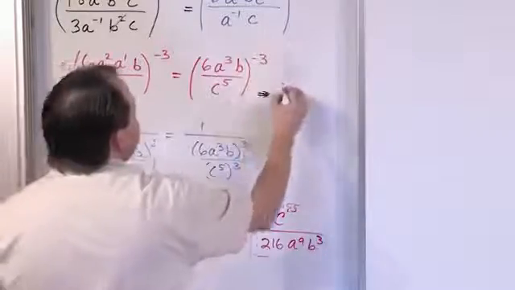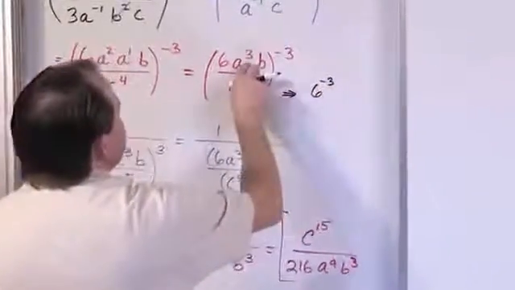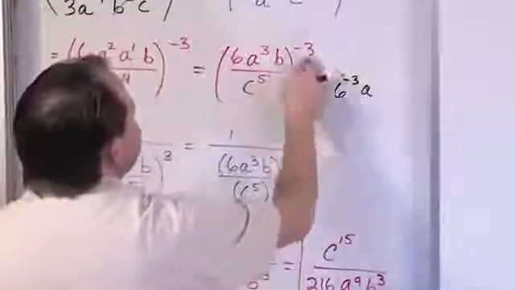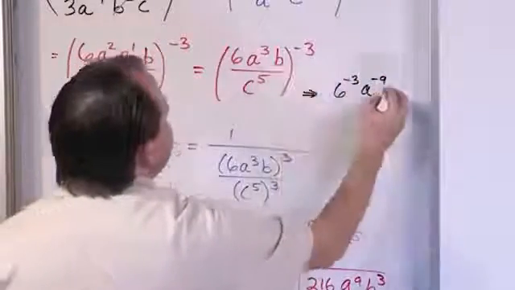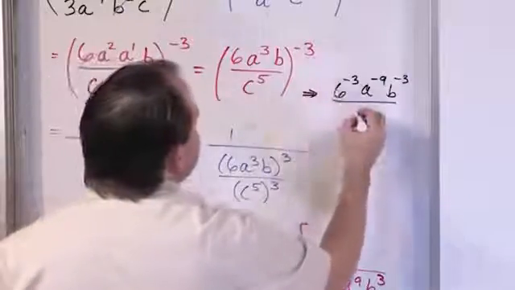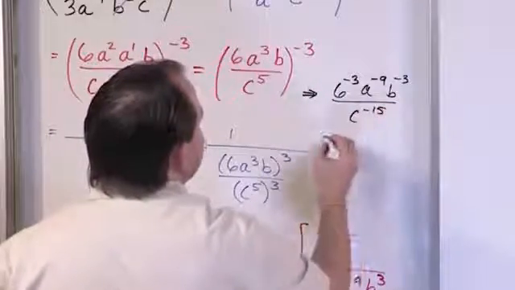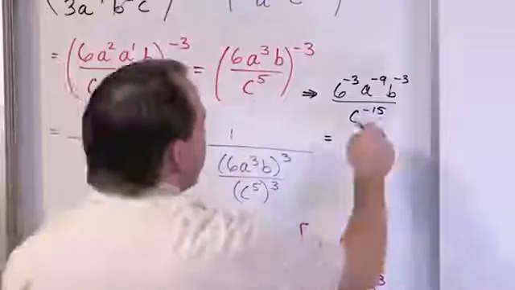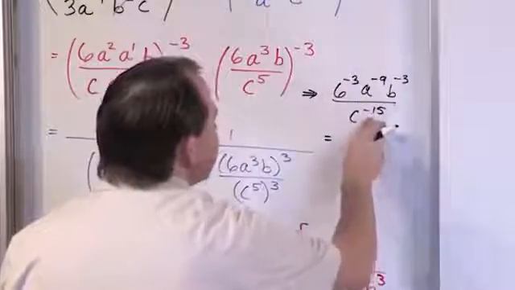Let's apply it here. You have 6 to the -3 on the top. You have a, 3 times -3 is -9. Here you have b to the -3. Here you have 5 times -3 is -15. So you have negative exponents everywhere. All of these negatives can go down. All of these negatives can go up.